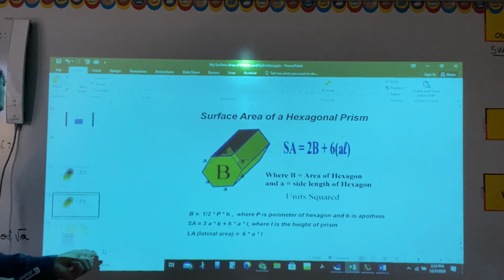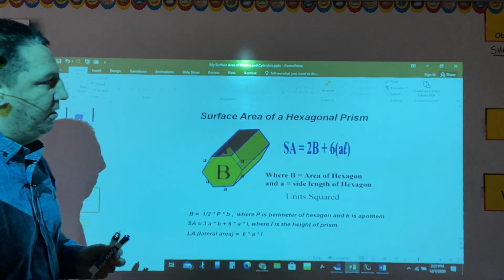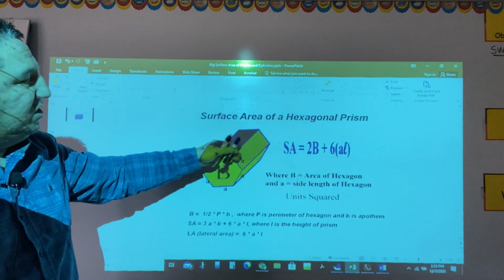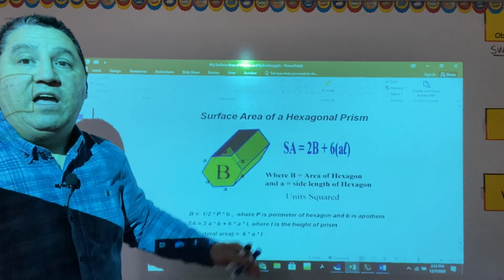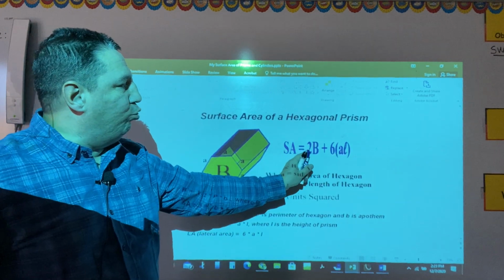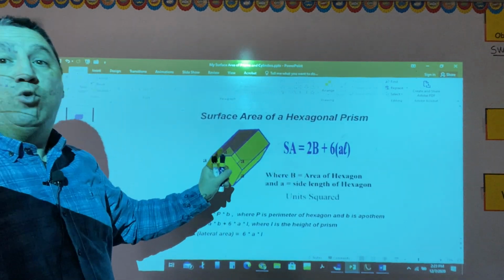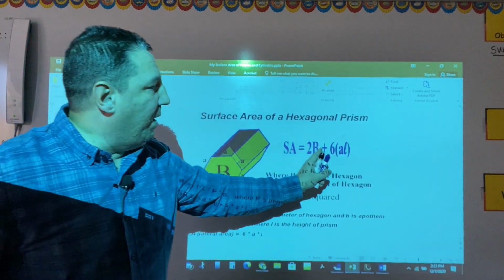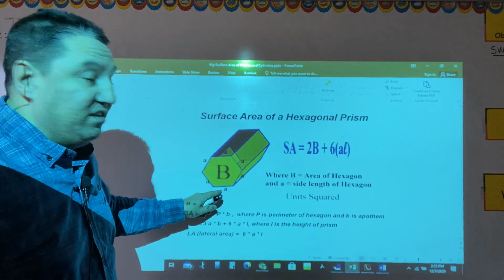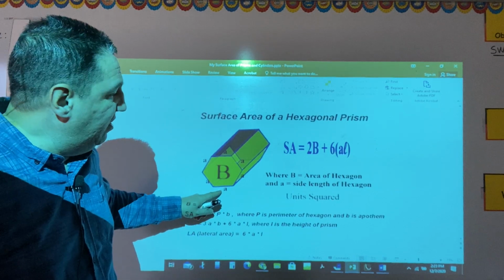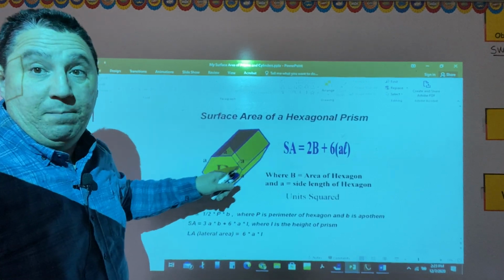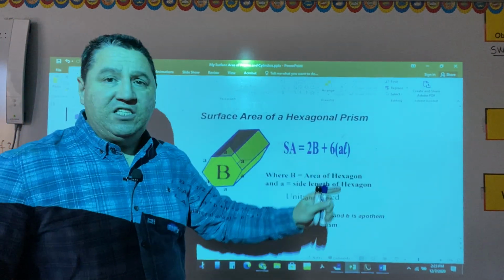Another type of prism is hexagonal prism. Yeah, hexagonal prism is a prism whose base is a hexagon, right? For surface area, we have 2 times the area of the base, which is the area of the hexagon, plus 6 times A times L, where A is the side of the hexagon, and L is the distance between bases. Why do we have 6?